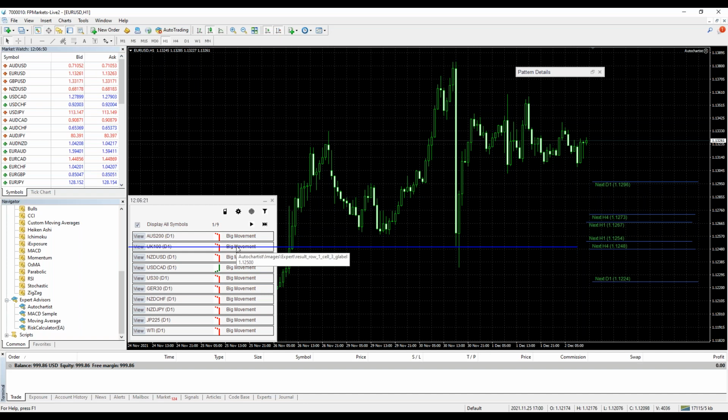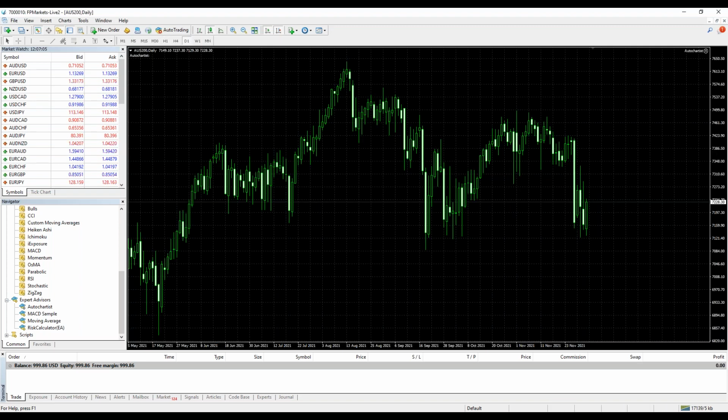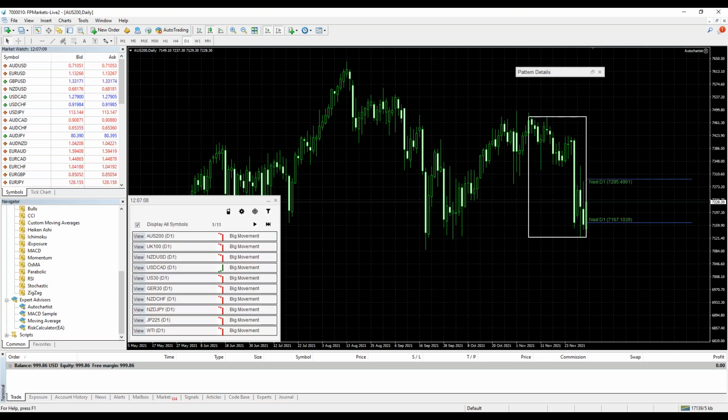on Autochartist. Autochartist itself identifies many different types of trade setups, and I'll show you just a couple of these. The first one is called a big movement, or extreme movement. It notifies you of situations when an instrument has moved more than the 95th percentile of its normal trading range.